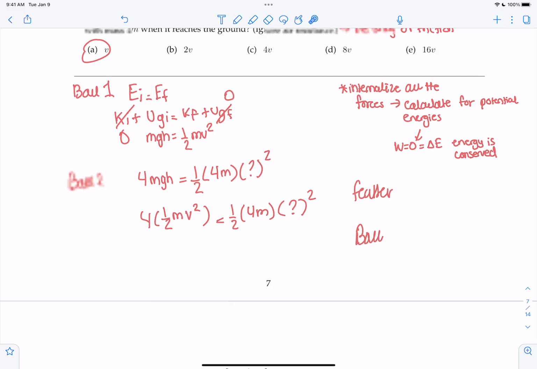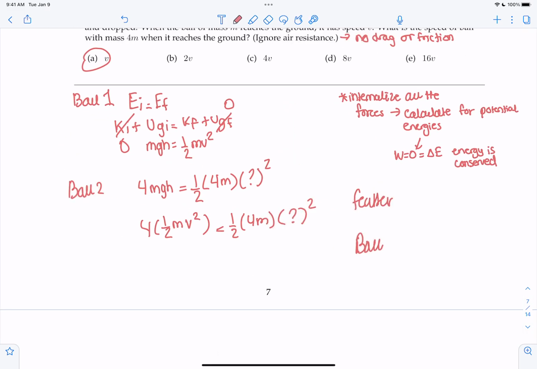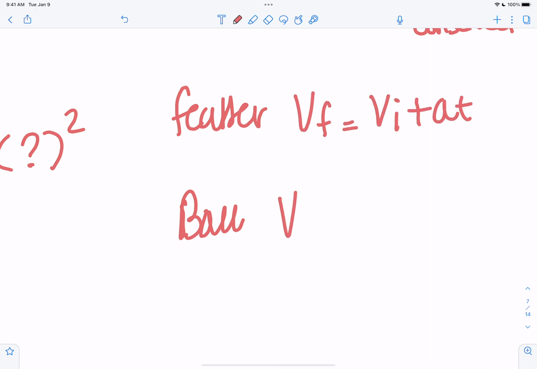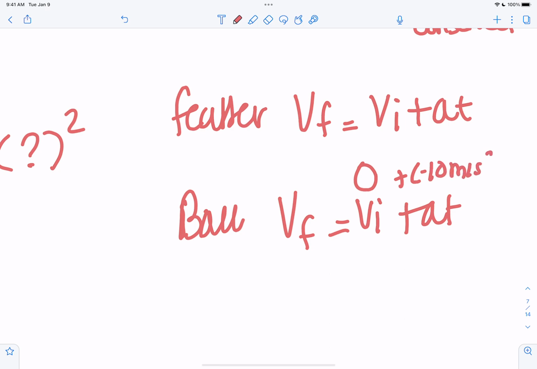And then the only thing acting on them as they go down is acceleration due to gravity. So vf is equal to vi plus at, for example. Well, if they're both at 0 and they're both subjected to negative 10 meters per second squared, right?